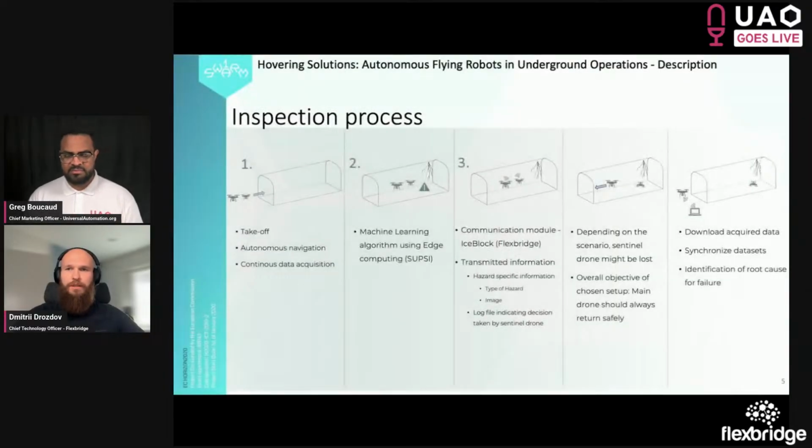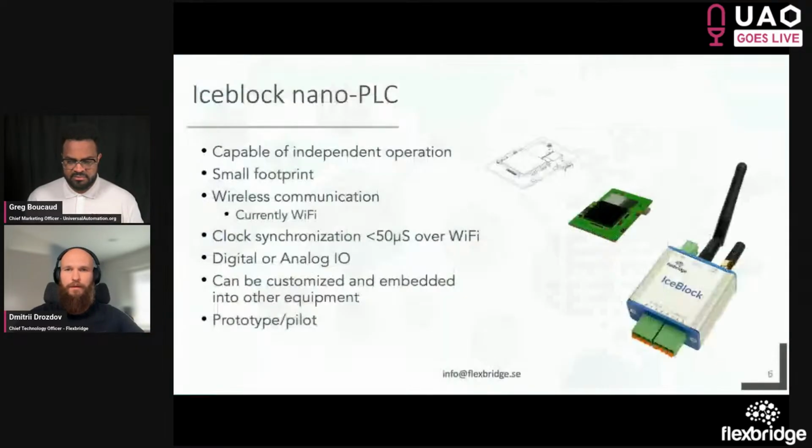For this project, we designed the use case where CO2 sensors would be left in a tunnel to collect gas measurements over extended periods of time. When a drone flies over a sensor, it would discover it, connect, and download the data, and use that data to assess the environment. Gas sensors in this use case were equipped with Flexbridge ice block controllers and a battery for autonomous operation. One of the drones was also carrying an ice block as a payload.